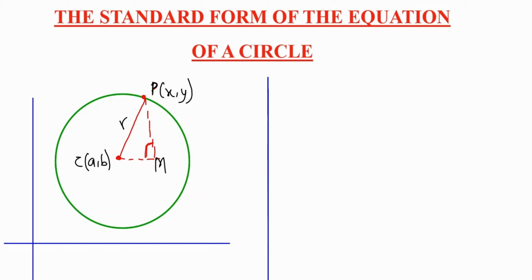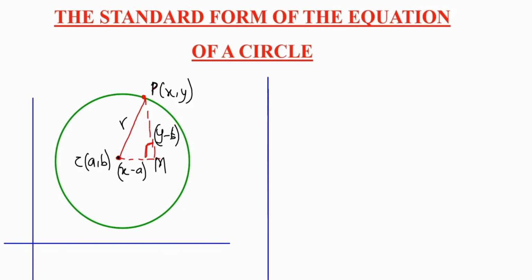Now, the center C has the coordinates A, B, and this side is parallel to the x-axis. Then the distance between the center and the point P along the x direction is what we have here as x minus a. If this side is parallel to the y-axis, then the distance along the y direction is what we have here as y minus b.